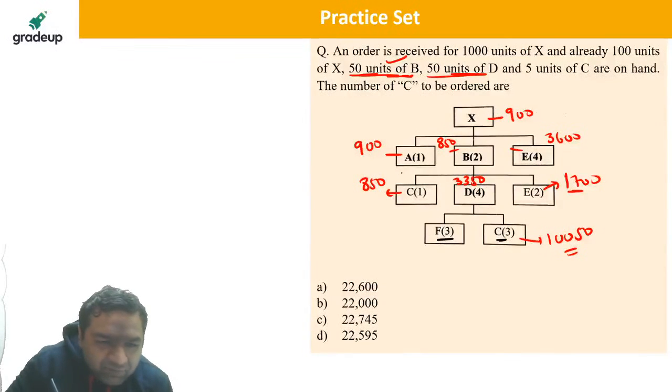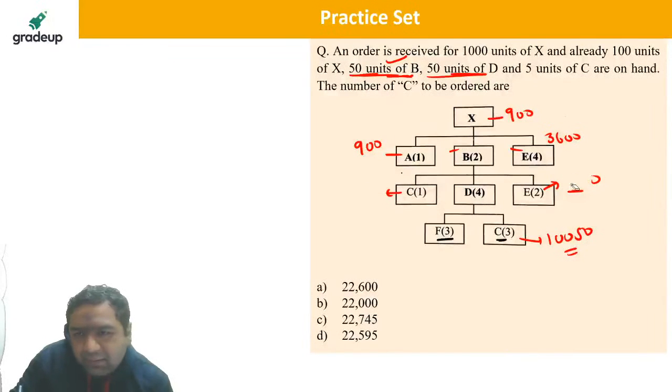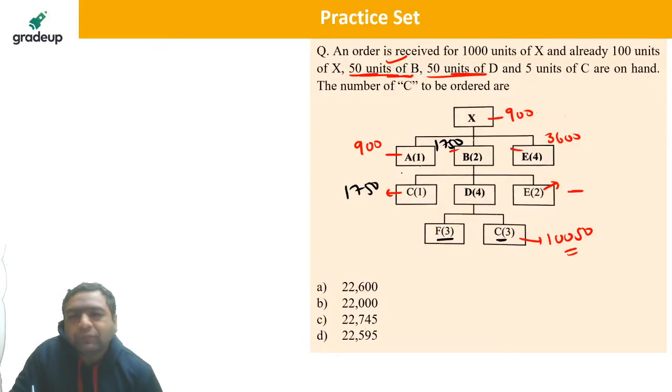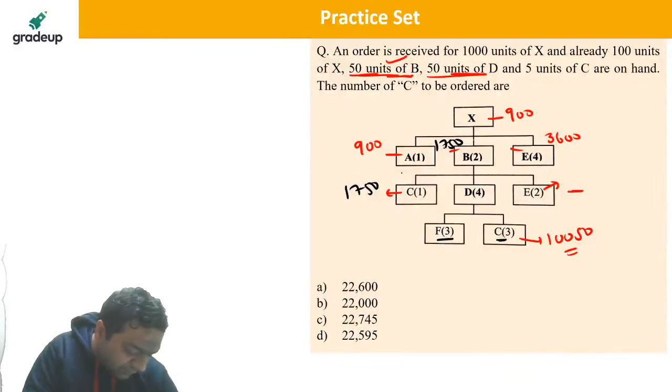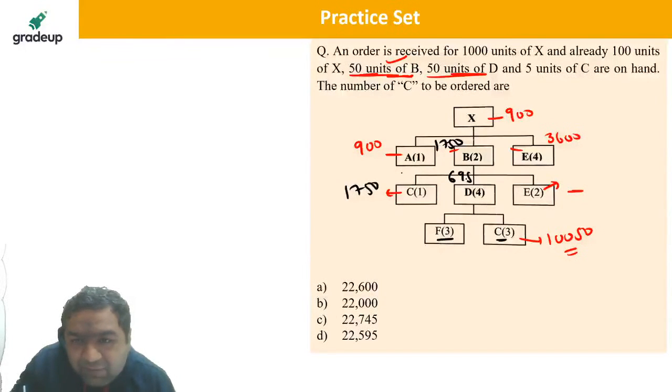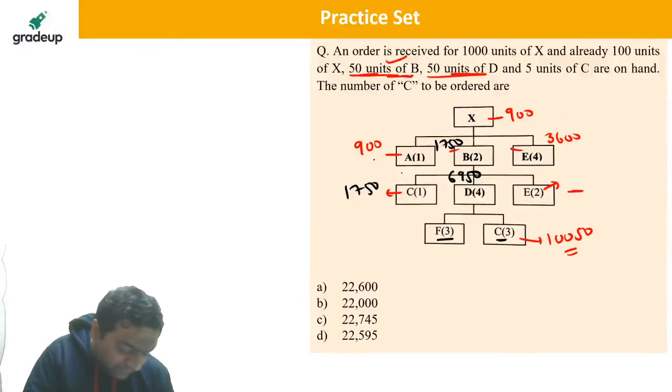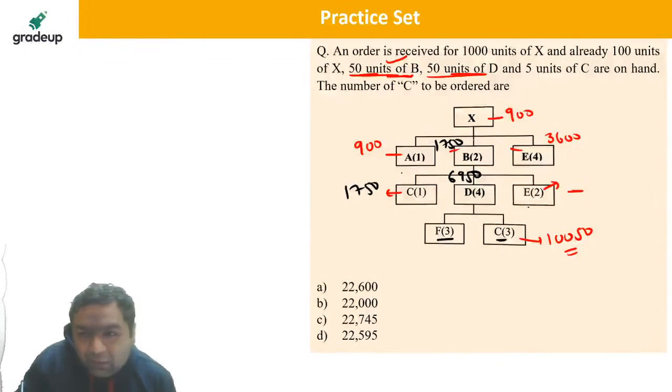Okay, B will be 1750 because we will be multiplying it with 2. Very good, guys, this will be 1750. So for this 1750, C will be 1750 into 4. Then 6950 units are already available, and 6950 multiplied by 3 gives you 20,850.